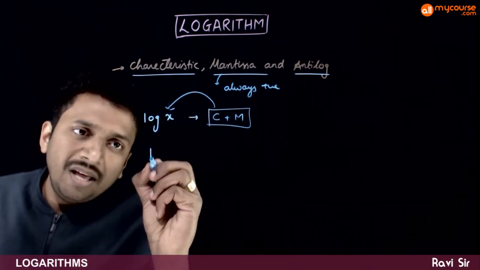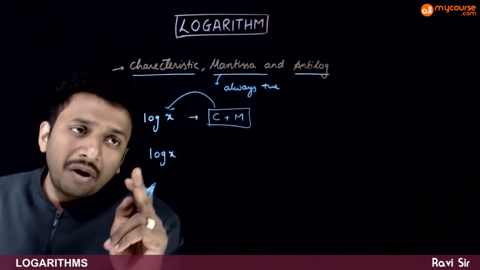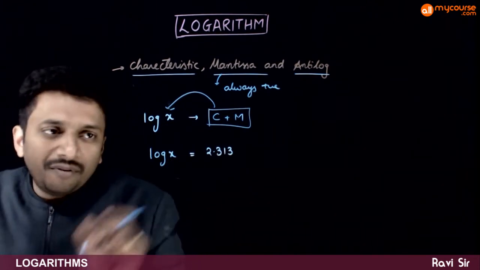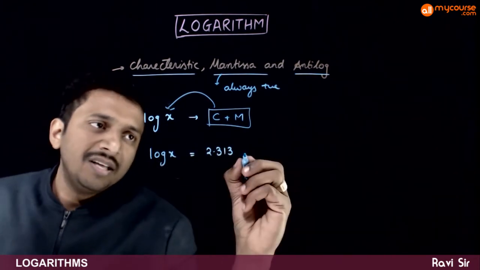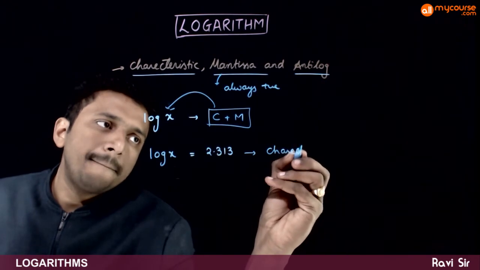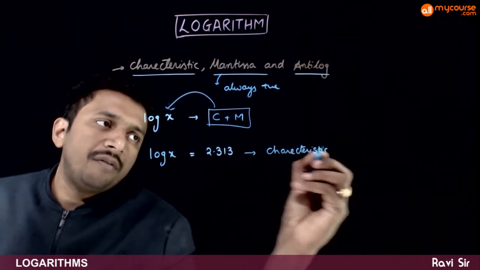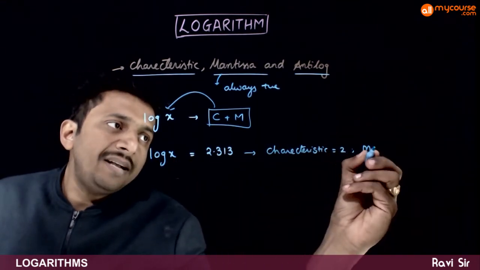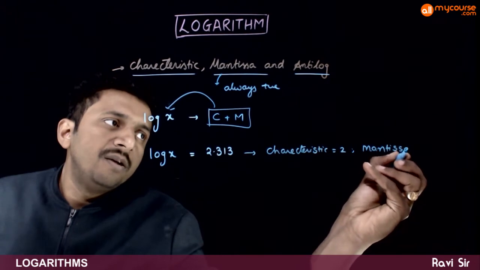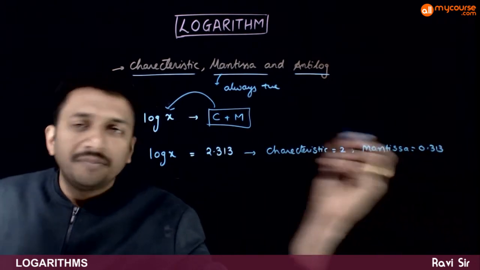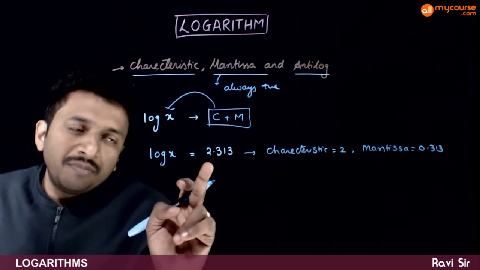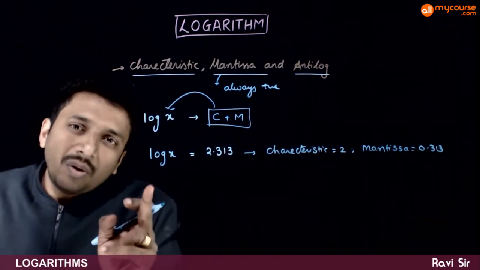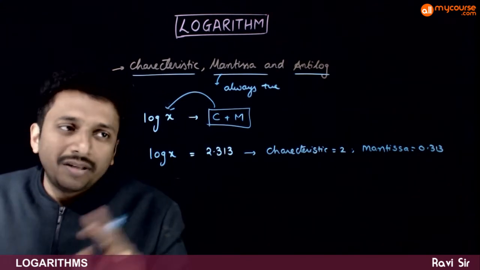Now, if logarithm of some number is equal to 2.313, the characteristic of this logarithm will be equal to 2, that is the number before the decimal point, and the mantissa will be equal to 0.313. If the value of logarithm is positive, the understanding is quite simple. So now let us go to a special case where the value of logarithm is negative.